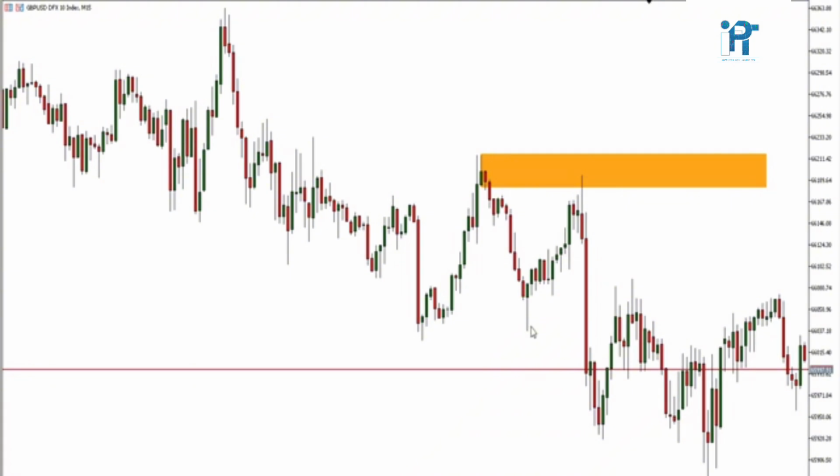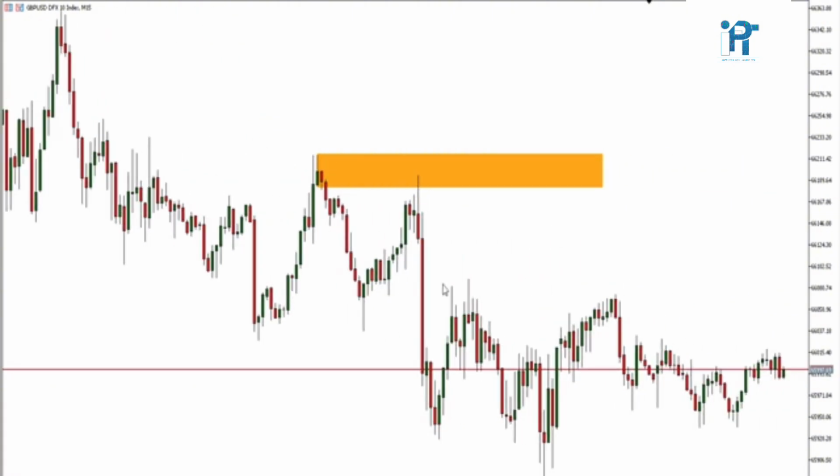I will show you how to properly use an order block for trade entry and how to filter out good and bad order blocks to stay away from bad trades. So let's get to it.